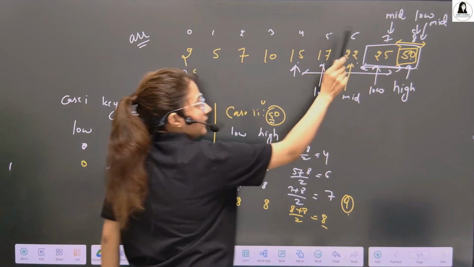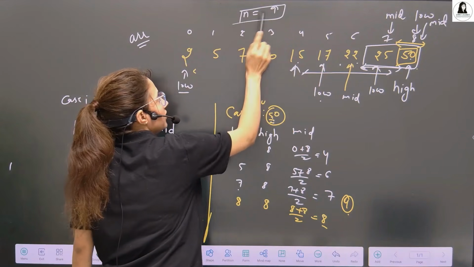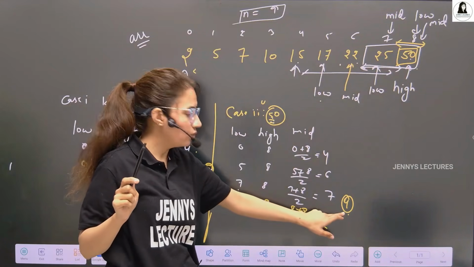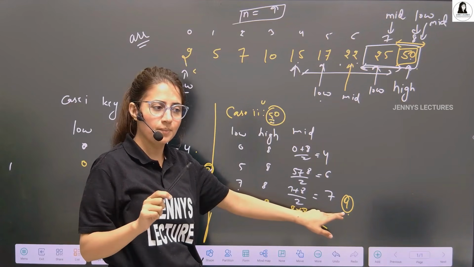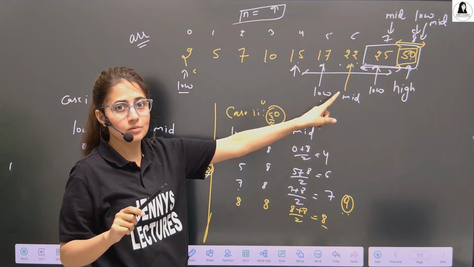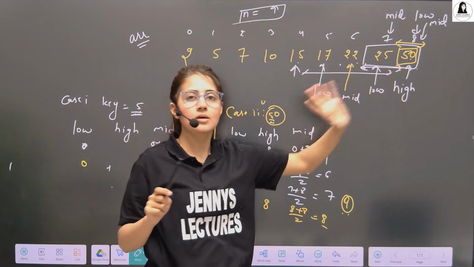Here we have 50. How many elements? Total 9 elements. N is equal to 9. Even if n is 9, and the element is at the last position, within 4 comparisons, at maximum, you got your answer. But if you go for linear search, how many comparisons would there be? 9 comparisons, because the element is in the last position.